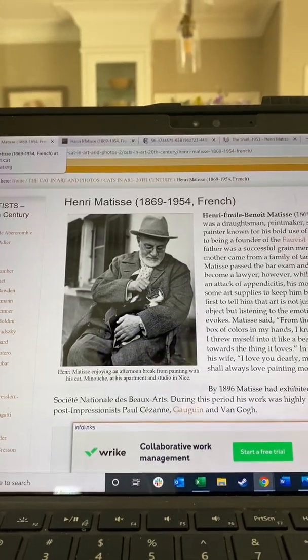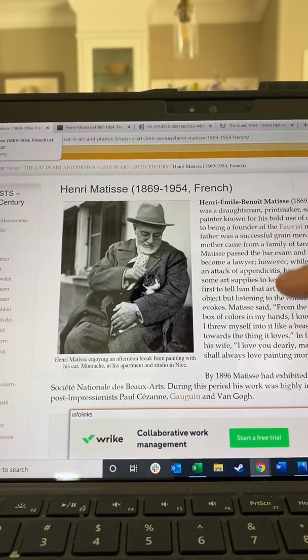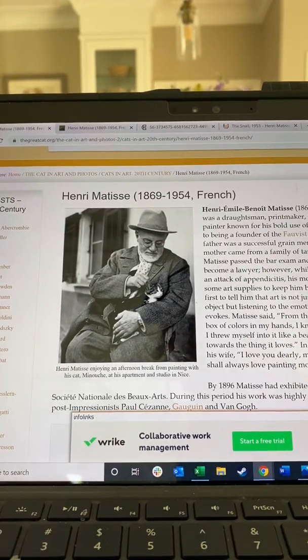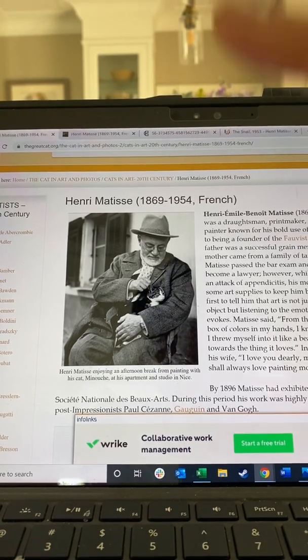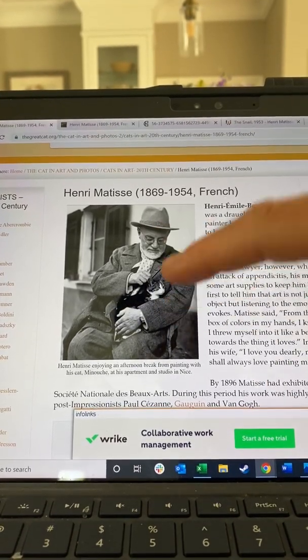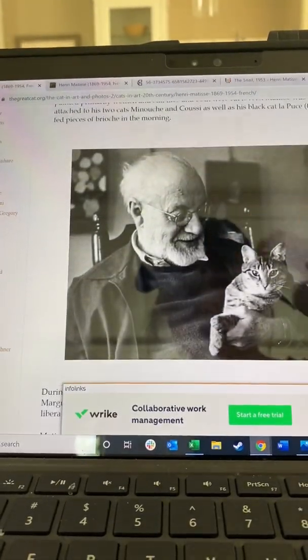Hello! This week we are going to be studying Matisse. Matisse was a French artist, and we are going to be looking at some of his modern art. Here's a picture of what he looks like with his cat. This is the artist. And here's another picture of him with his cat.